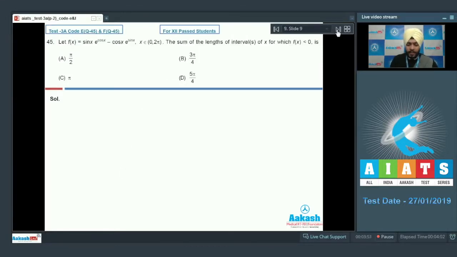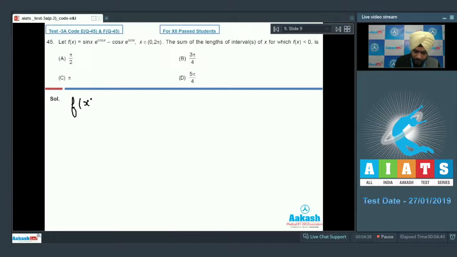Question number 45 says that let fx equals sin x into e raised to the power cos x minus cos x into e raised to the power sin x, where x belongs to the open interval 0 to 2 pi. The sum of lengths of the intervals of x for which fx is taking negative values, that means fx is less than 0, is equal to what? So we have to figure out the intervals over where fx is negative, and we have to find the sum of lengths of those particular intervals.